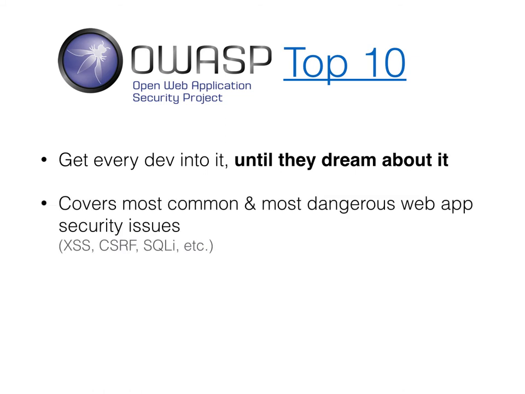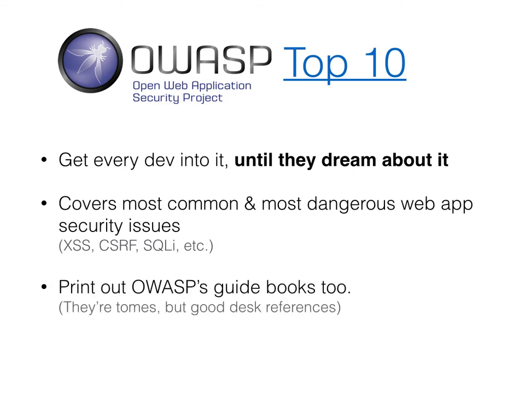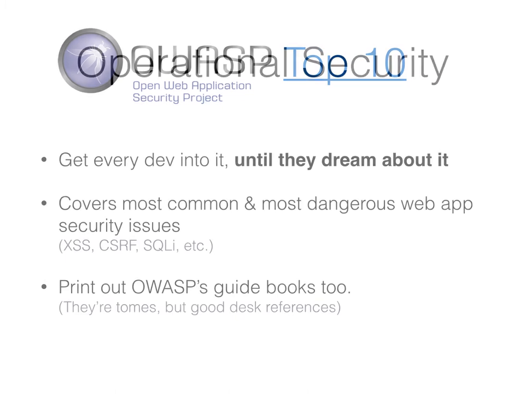It covers the most common and dangerous. You may have heard terms like cross-site scripting, cross-site request forgery, SQL injections, all those really easy to screw up, but pretty impactful problems. This is all covered in there, and how to protect for it, and what you should think about when building systems. And as I was saying with QA, print out the OWASP guidebooks. They're tomes, they're crazy verbose. We're talking like formal technical spec documents from the 90s. They're nasty, but they're great desk references in case someone gets curious about a very specific thing that they want to know more about.